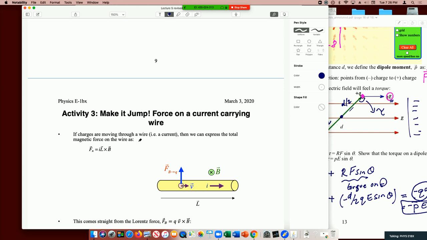So just like the magnetic force is just QV cross B, there is this version of figuring out what the magnetic force is if you have current going through some length of wire L. Here, this L is referred to as a length vector, and the length vector points in the direction of the current.